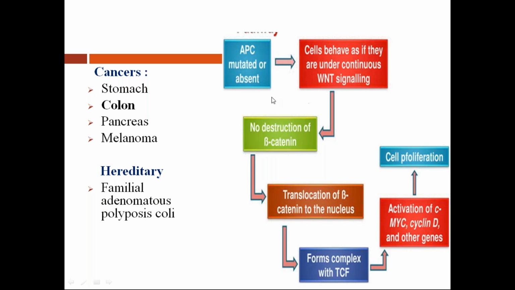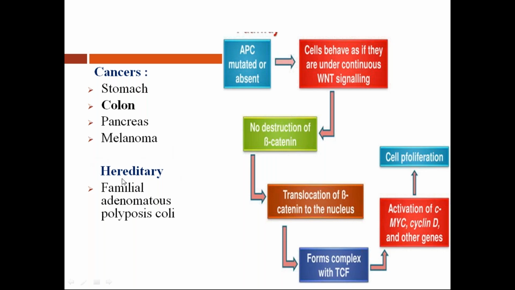So this pathogenesis is very, very commonly seen in colon cancer. When you go to the colon chapter, under the tumor section you have colon carcinoma. The same pathogenesis they'll be explaining there again, so it will be easy for you. The other cancers are stomach, pancreas, and melanoma.